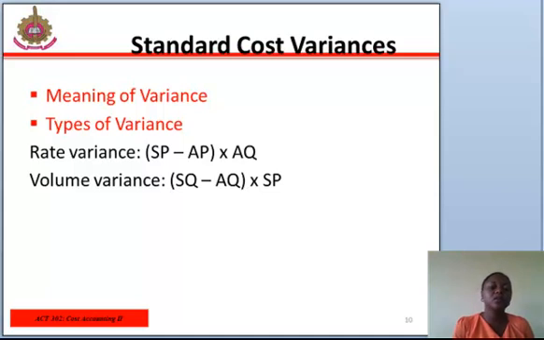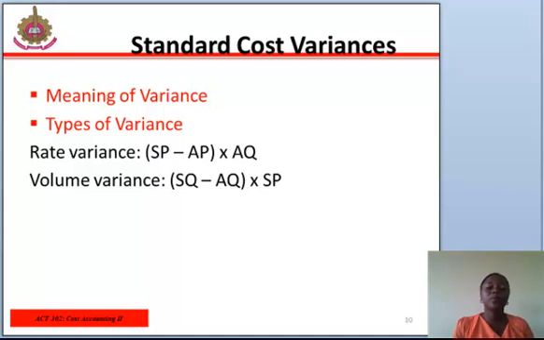If the variance relates to the sales of goods, it is called the sales volume variance. Where it relates to the use of direct materials, it is called material yield variance. If the variance relates to the use of direct labor, it is called labor efficiency variance. Finally, if the variance relates to the application of overhead, it is called the overhead efficiency variance. That is, volume variance is equal to SQ minus AQ times SP, where SQ is the standard quantity, AQ is the actual quantity, and SP is the standard price.